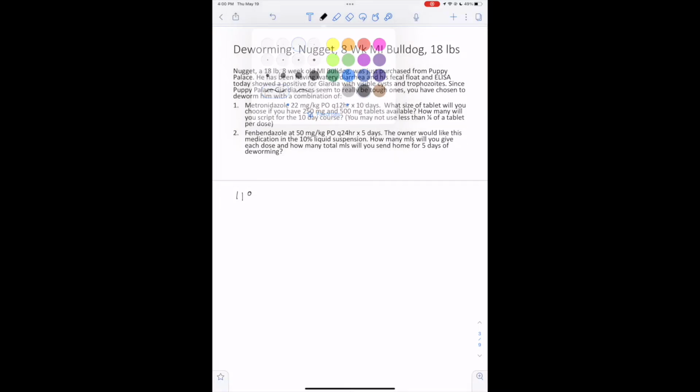Alright everyone, I put together this screen recording to show you how to do the math. Starting with this one, we first take the pounds and convert it to kilograms. So 18 pounds divided by 2.2 pounds for every kilogram. The pounds cancel and you're left with your kilograms, so 8.2 kilograms.